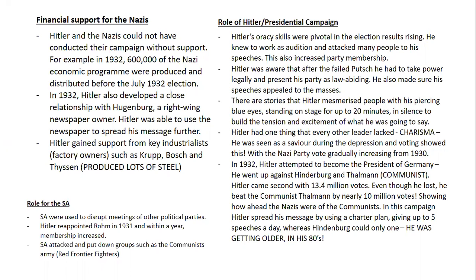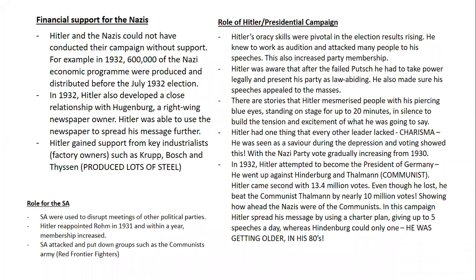And in 1932, Hitler built his profile further by attempting to become the president of Germany. Now, he lost, but he went up against Hindenburg and Thälmann, who was a communist. And Hitler actually forced this election into 2 votes. For Hindenburg to win, he needed 50%, but he didn't get it first time round. In the second attempt, Hitler came second with 13.4 million votes.